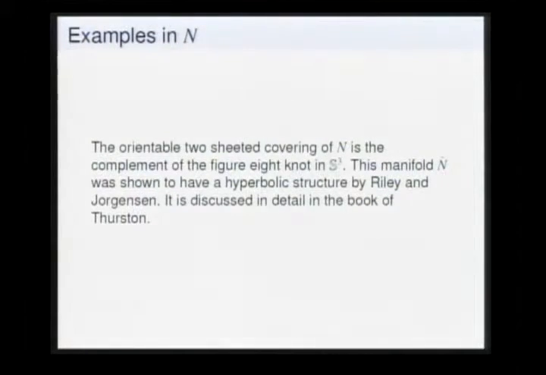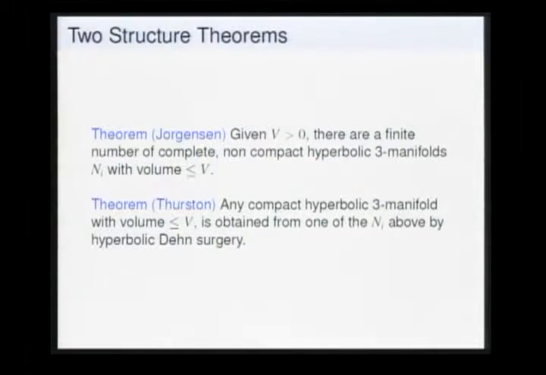The orientable two-sheeted covering, the complement of the figure 8 knot, and as I said, Jorgensen and Riley proved that it has a hyperbolic structure of finite volume. There are two structure theorems that are important which say why these manifolds N that I'm talking about are particularly interesting. The first theorem is by Jorgensen. It says that take any volume V, there are a finite number of complete non-compact hyperbolic 3-manifolds with volume less than or equal to V.